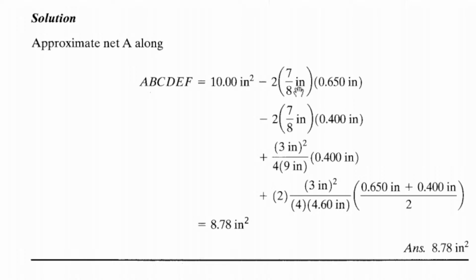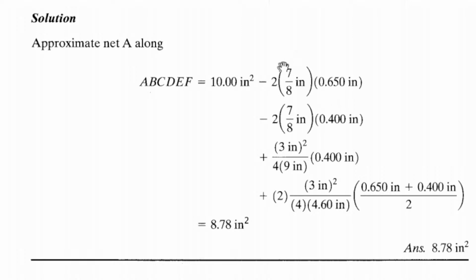So 7/8, again, this is what we found out on our calculator when we determined the hole diameter. So we already know that. So 10, what is 10? 10 square inch. That is the area we get from the table. Minus 2. There are 2 holes.